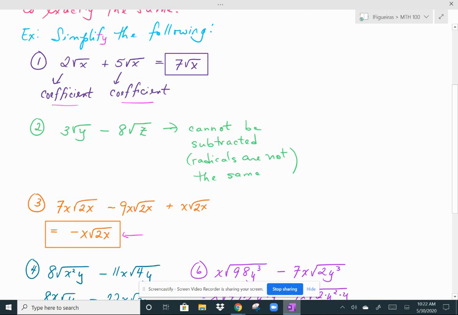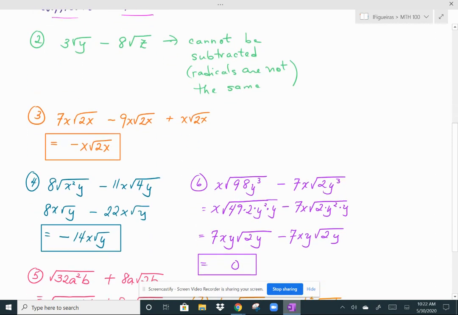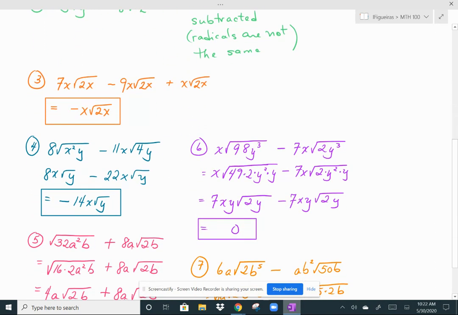All right, so most of these types of problems won't be as easy as the ones we just did. In most cases, you have to simplify the radical first, the way we did in the first section, and then if we have like terms, then we can add or subtract. So, for example, in number 4, 8 square root of x squared y, that could be simplified to 8x root y because x squared is a perfect square.